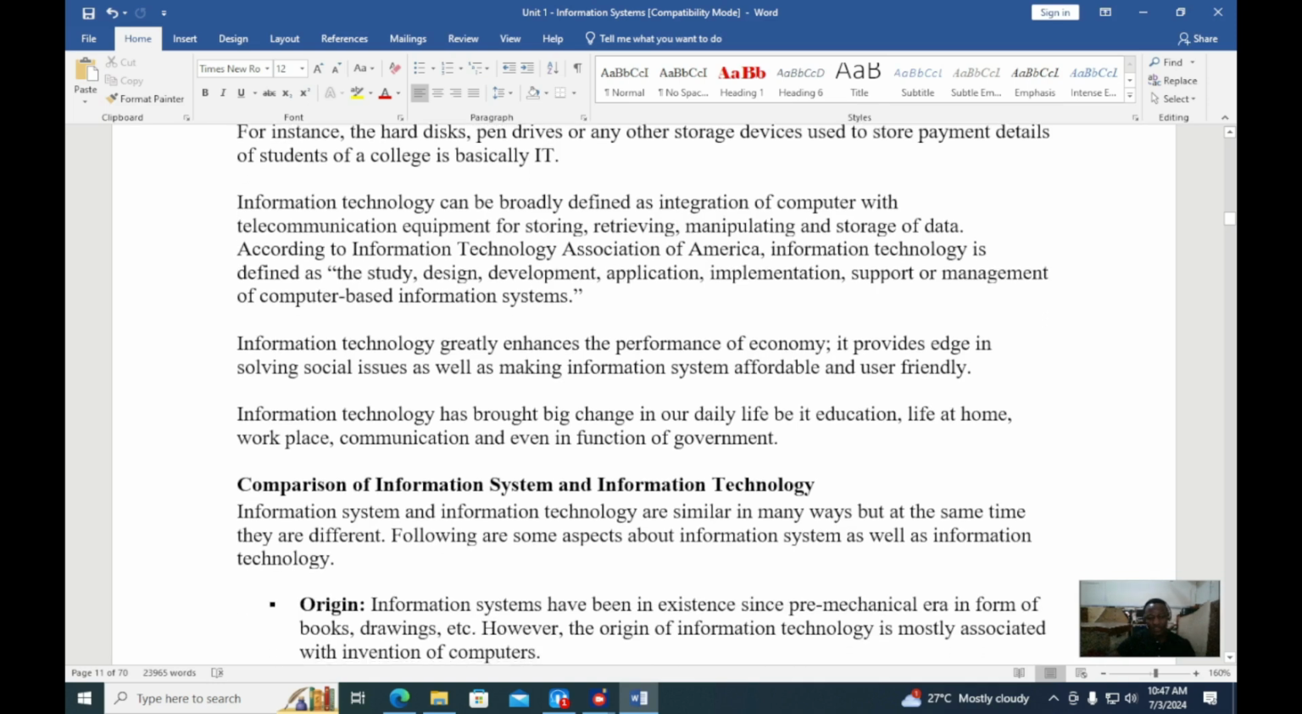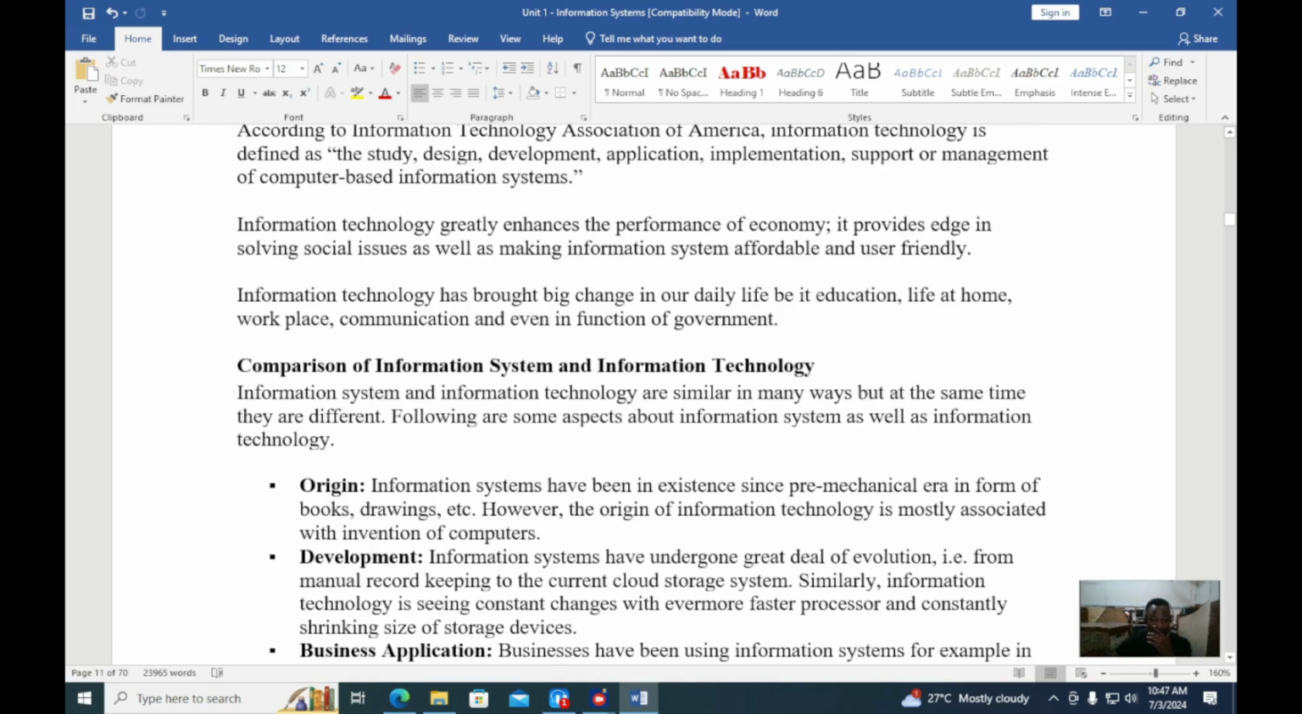So information technology is going to enhance the performance of the economy. It is going to give us an edge in solving some social issues, as well as making sure that information systems are affordable and also user friendly. So we have information technology bringing a big change in our life by affecting most of the areas of our lives, such as education, life at home, the workplace, communication, and even some functional components of governments.